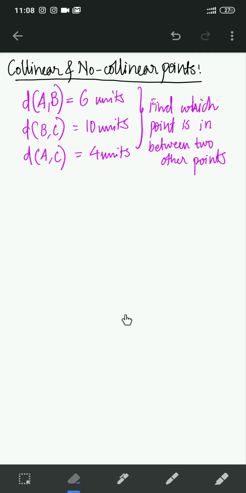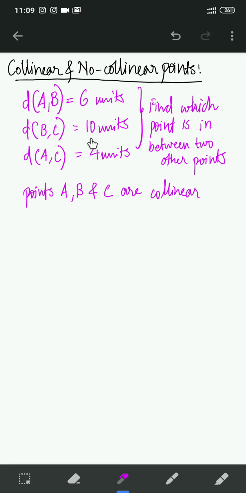Here the precondition which is already given to you is that points A, B and C are collinear. So we are going to discuss problems where you first have to identify if they are collinear, and if they are collinear, you have to identify which point is going to be in between the other two. Here points A, B, C are given, they are collinear. Now how do we actually identify this? The first step is to identify the largest distance. Between 6, 10 and 4, which one is the largest?